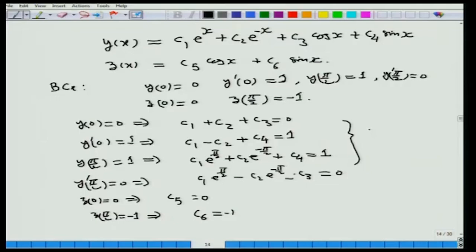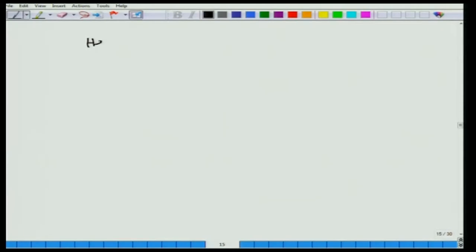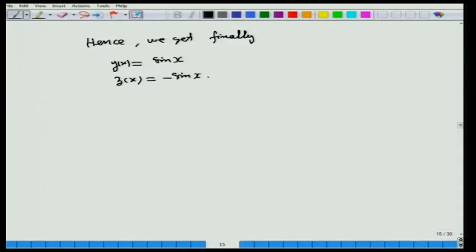Now, here we see that c4 equal to 1 and c1 equal to c2 equal to c3 equal to 0 satisfy these equations, and c5, c6 are there. Hence, we get finally y of x equal to sin x and z of x equal to minus sin x.